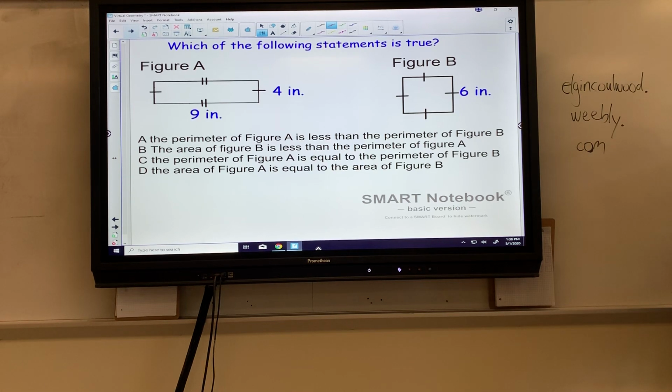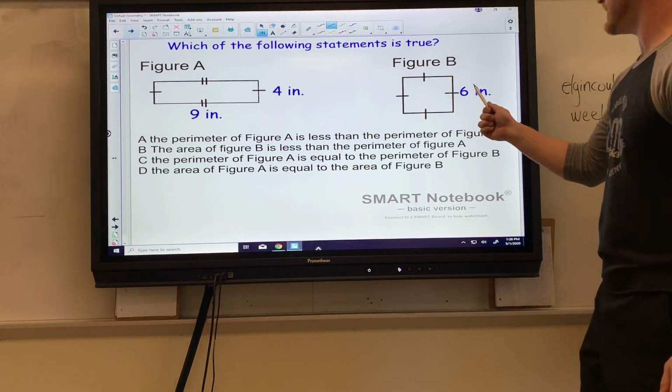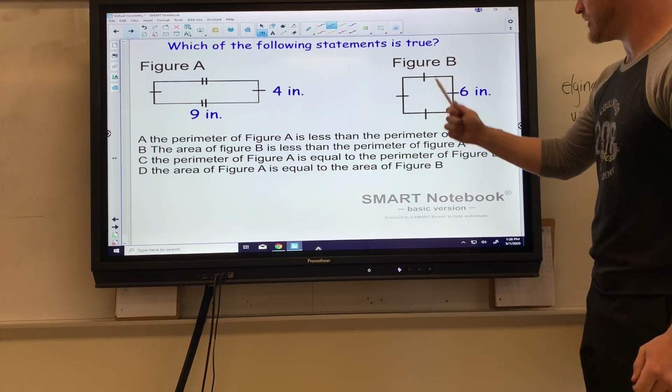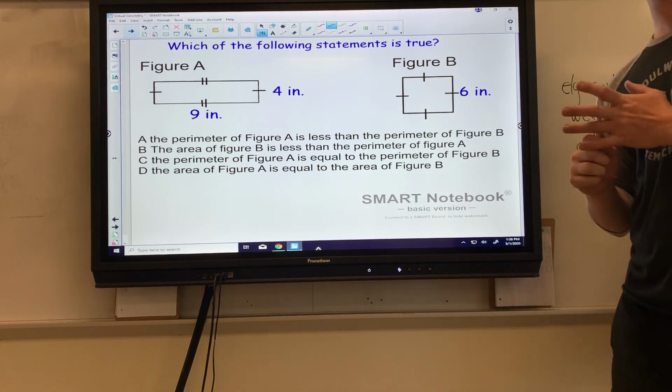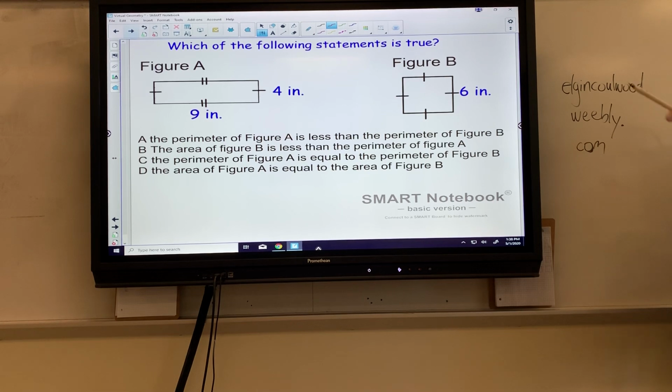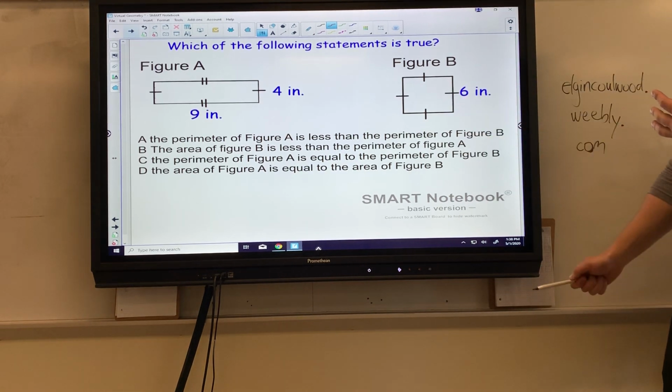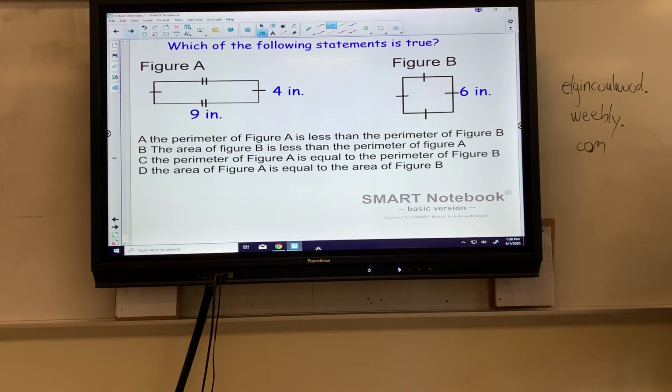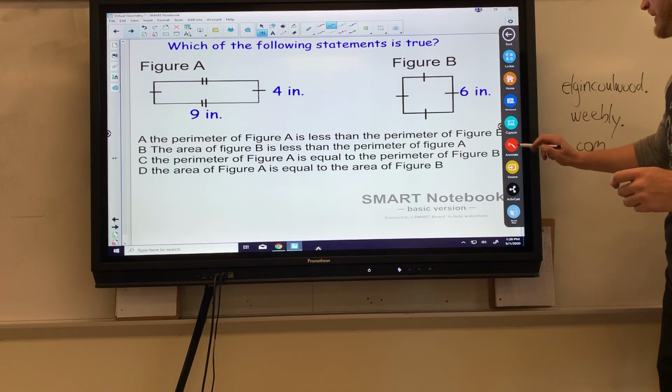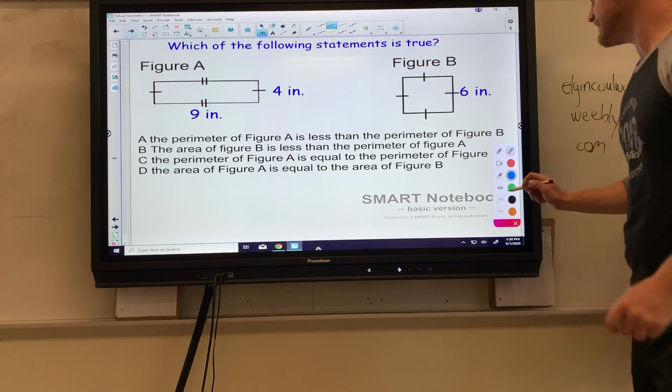All right, we got 2 figures here, A and B. One's a rectangle, one's a square. I know this one's a square because these little lines right here, there's one tick mark going all the way around. Those are lines of congruency, which means equal lines. If it's 6 all the way around, it's telling me that it's a square since all sides are the same. Now, if I'm looking at A, it says the perimeter of figure A is less than the perimeter of figure B. B is talking about the area. So for each of these figures, we're gonna have to find the perimeter and the area for each one.